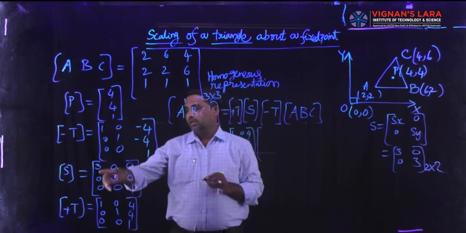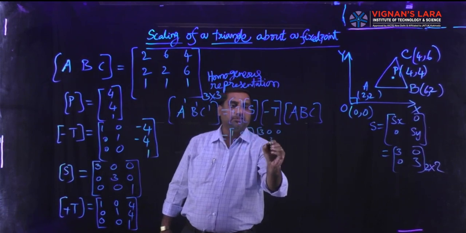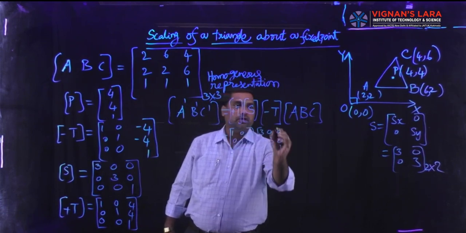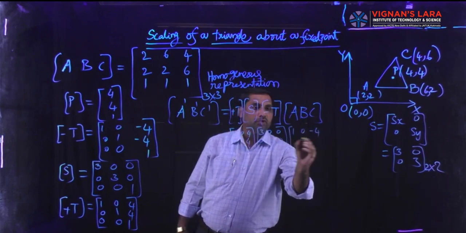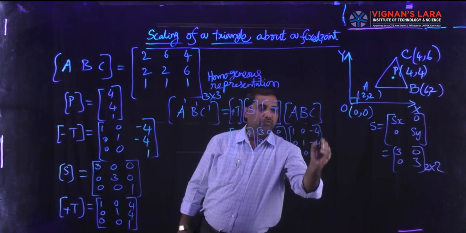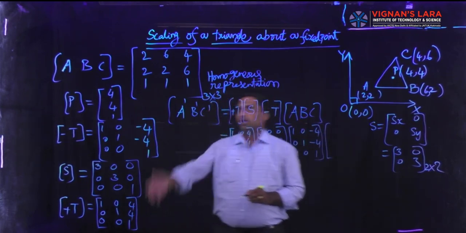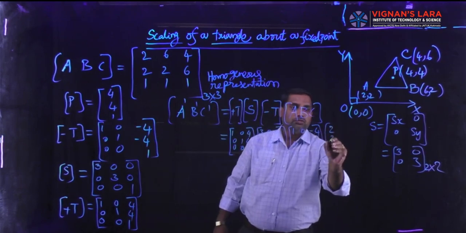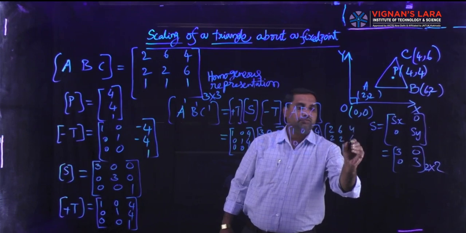Scaling matrix 3 0 0 3, like that you have to write 3 0 0, 0 3 0, 0 0 1. What about the negative translation matrix? 1 0 minus 4, 0 1 minus 4, 0 0 1. After that, what do we have? We have the ABC triangle matrix. What are those? 2 2 1, 2 2 1. The next one is 6 2 1. The next one is 4 6 1.